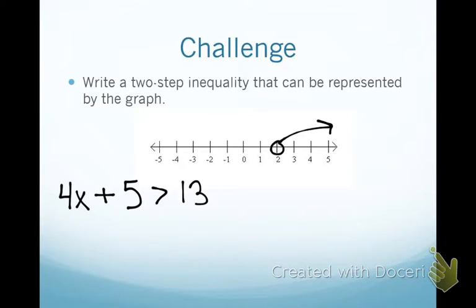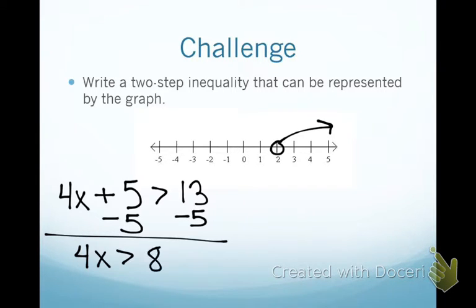Guys, you can really come up with any number you want. If I had put a 12 over on the other side, that would have just changed what I'm adding. So now when you subtract 5 from both sides, you get 4x is greater than 8, and then you can divide by 4 both sides, and x is greater than 2. Did that make more sense? A little? Okay, we'll keep practicing.